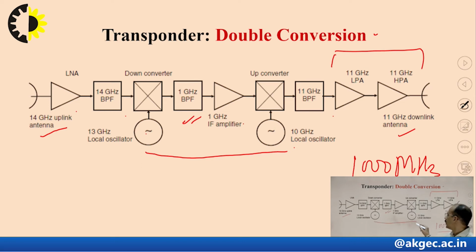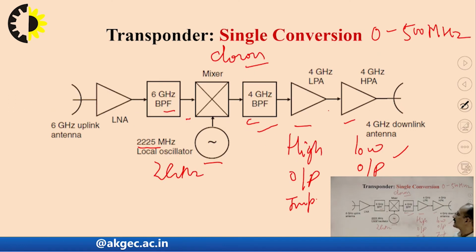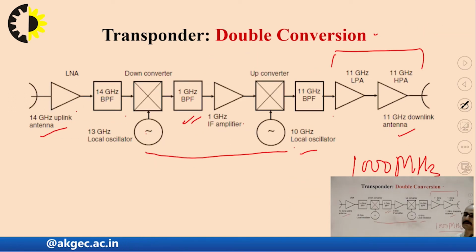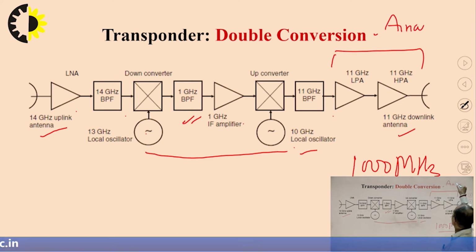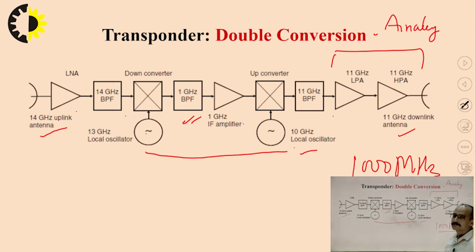Then a local oscillator of 10 gigahertz adds to the up converter: 1 gigahertz with 10 gigahertz, making it 11 gigahertz. So this is the double conversion transponder. Both single conversion as well as double conversion transponders are used for analog signal processing.